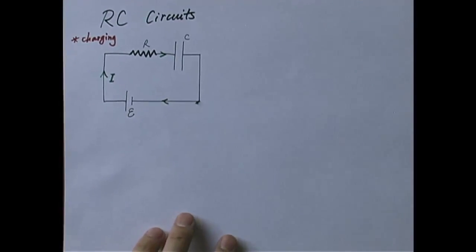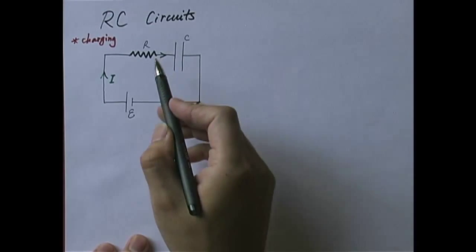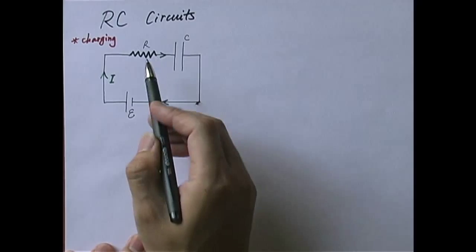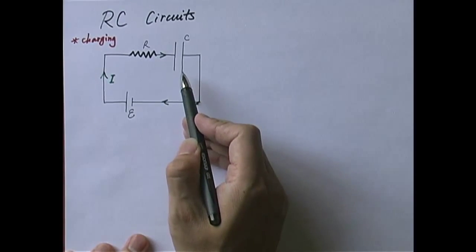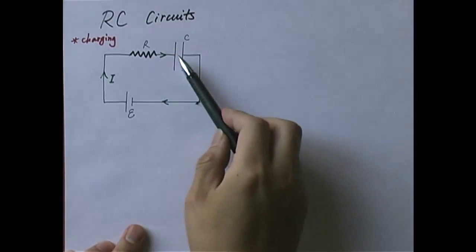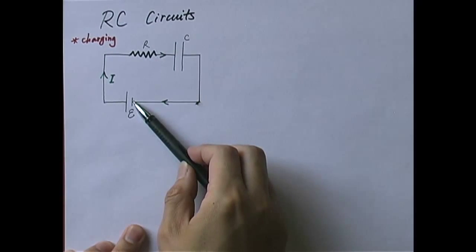Okay, now let us turn our attention to something new. We're now going to put both of the two elements we have studied together in the same circuit, the resistor and the capacitor. Remember the capacitor? Okay, what are we doing here?